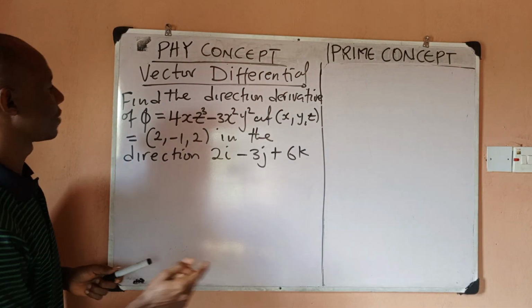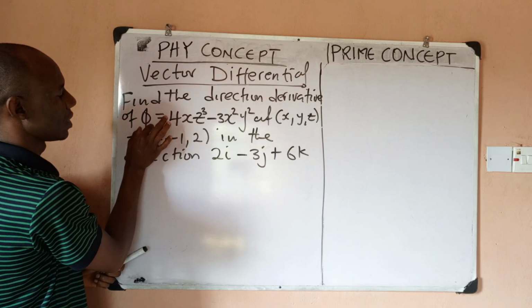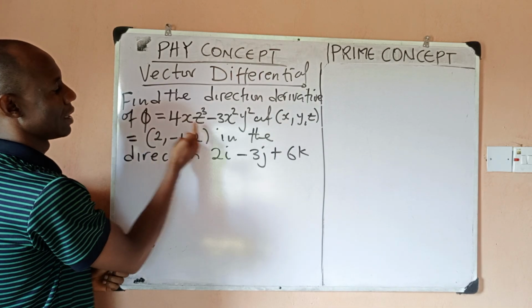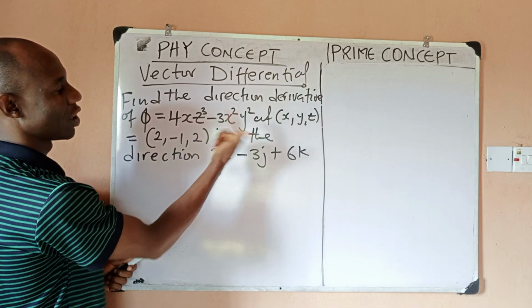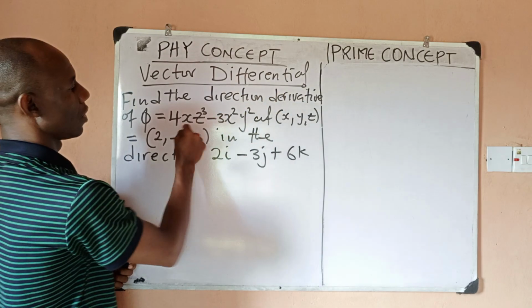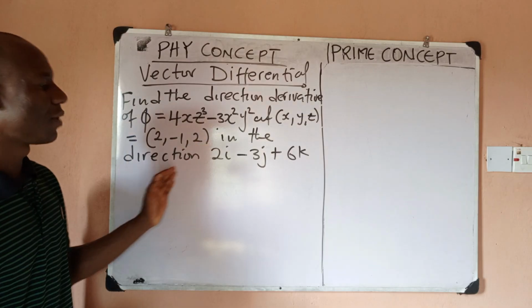The first one says, find the directional derivative of this. This is a scalar. How do we know that this is a scalar? It does not carry directions i, j, or k. It's a scalar. So we say find the directional derivative of this at the point this, in the direction of this.